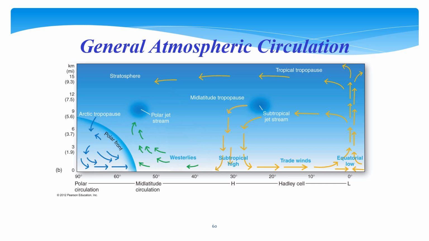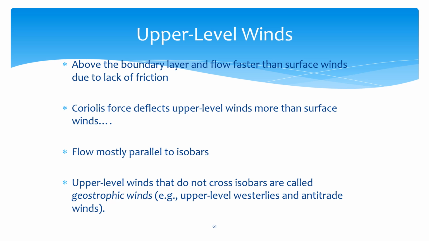Something that we haven't paid a whole lot of attention to yet is what's going on in the upper atmosphere. So we've done all this focusing on the circulations, but really pretty much from the perspective of what's going on down towards the surface. Let's take a look at upper level winds. So these upper level winds are winds aloft. These are winds that are above the influence of the surface. They're above the boundary layer, and they flow faster than surface winds because there's no friction to hold them back. They're not bumping into anything.